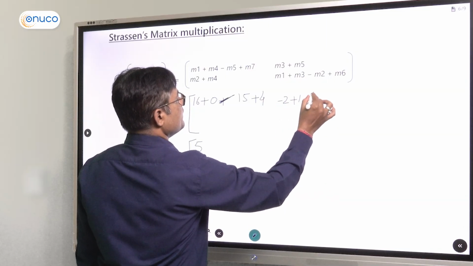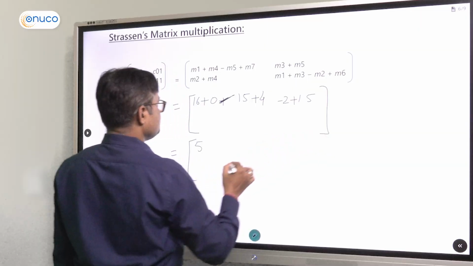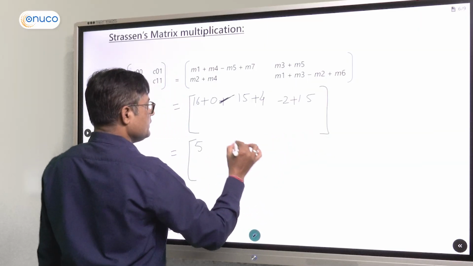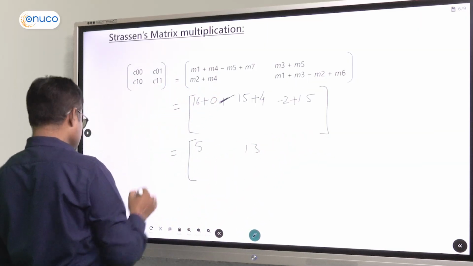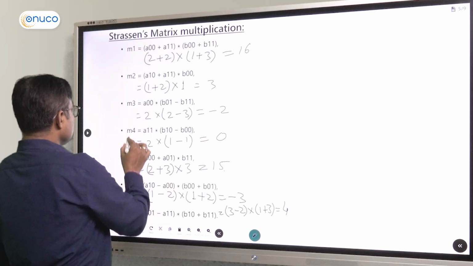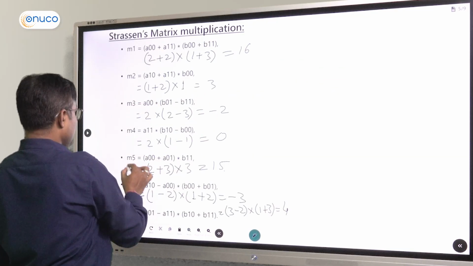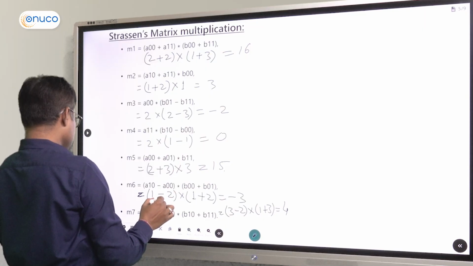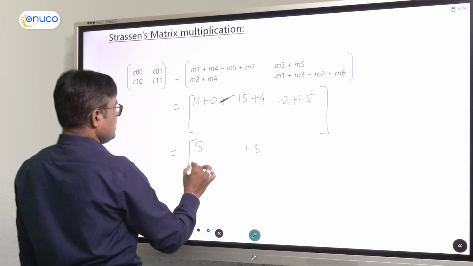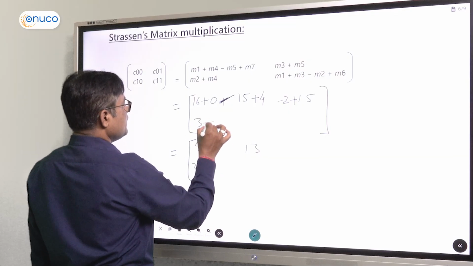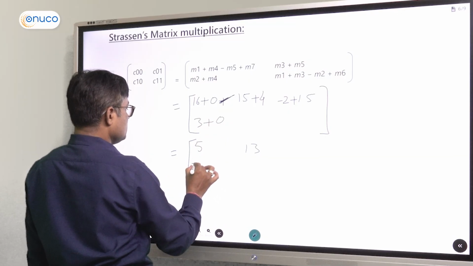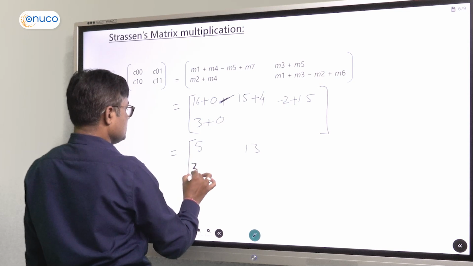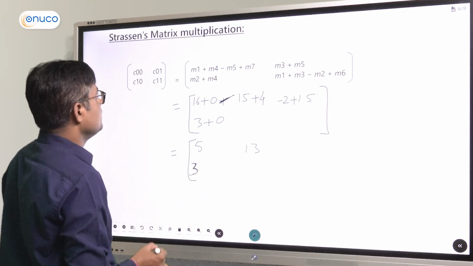Minus 2 plus 15 is 13. These values you are getting, 13. Similarly, M2 plus M4. M2 is 3, M4 is 0. 3 plus 0 remains 3.